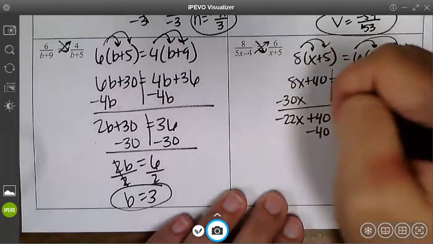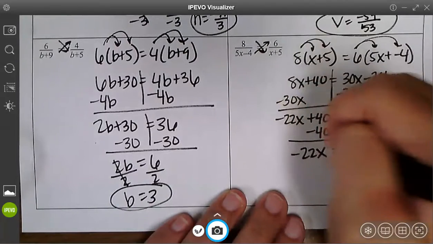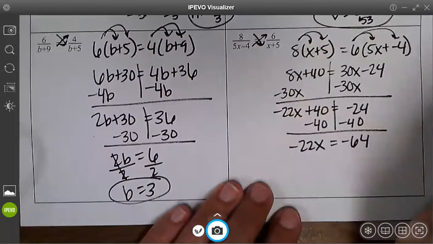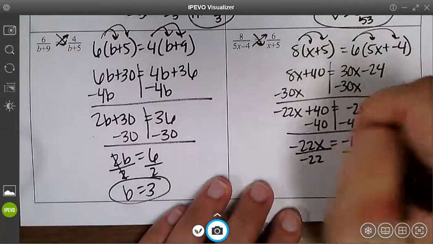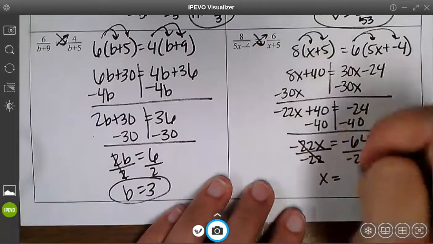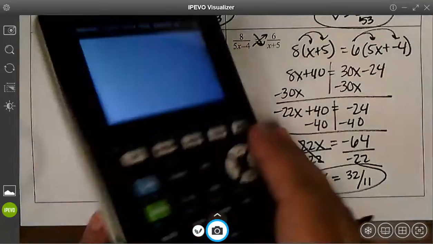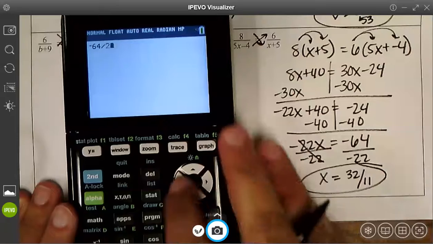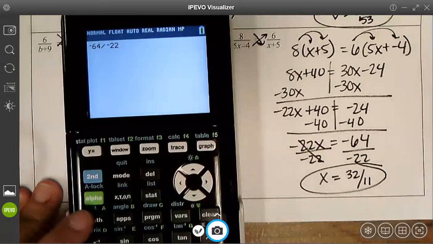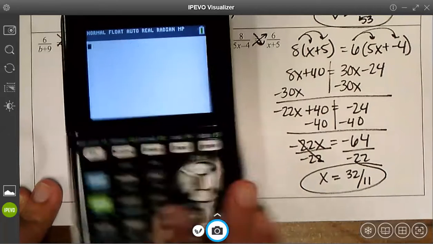Subtract 40 from both sides. I have negative 22x equals negative 64. Divide both sides by negative 22. You have x equals 32 over 11 when it simplifies. Again, you can check that in your calculator. 64 divided by negative 22, math, fraction, enter, 32/11.